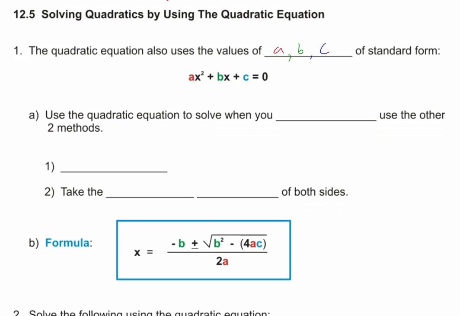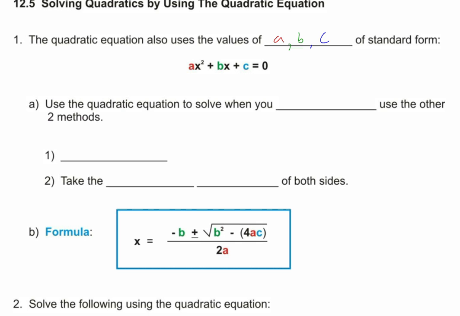Some students like it better than all the other methods because it's just something you plug into. So really, technically, you're supposed to use the quadratic equation to solve when you can't use the other 2 methods, because quite honestly, the other 2 methods are more efficient. You might say, well, Mr. Scarfi, why don't we just learn the quadratic equation? Forget that other stuff. Well, here's the problem.